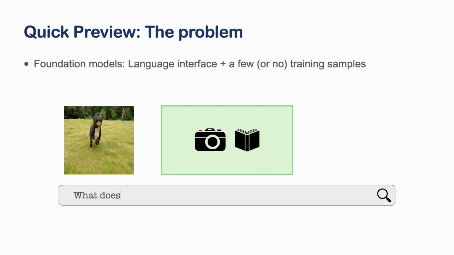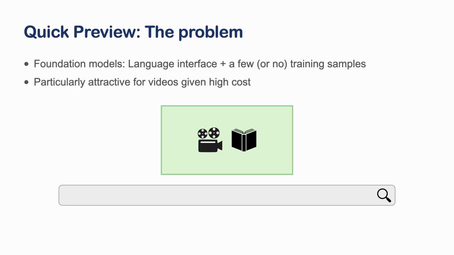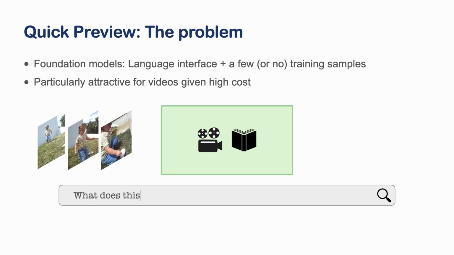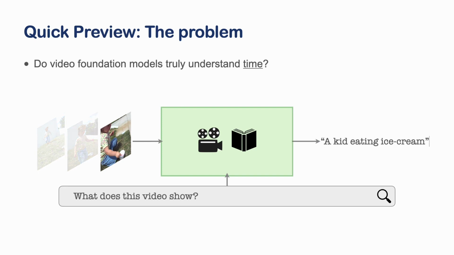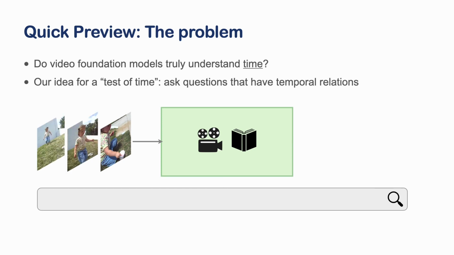The emergence of foundation models has enabled downstream adaptation on a variety of tasks using a language interface and with only a few or even no data samples. This is particularly useful for videos given the cost of annotation and training on video data. However, despite the massive scale of pre-training datasets, we challenge if video foundation models truly understand videos beyond what can be understood from single images.